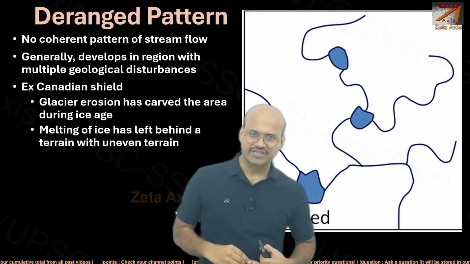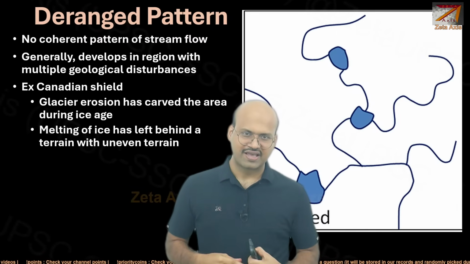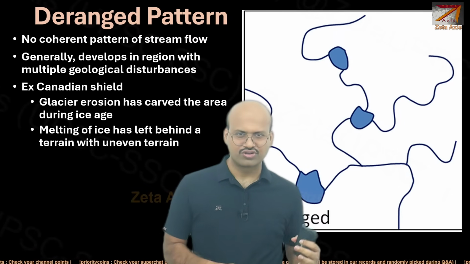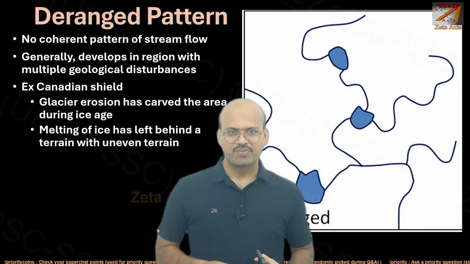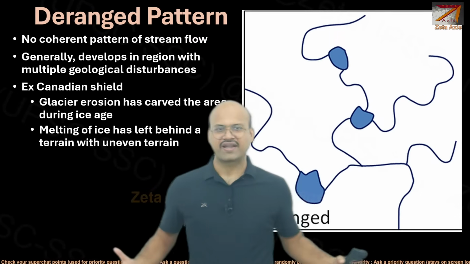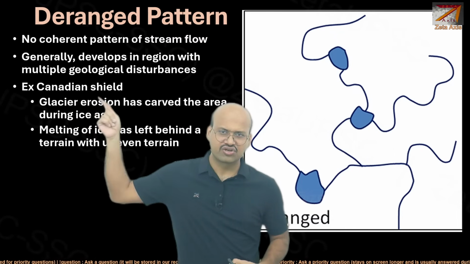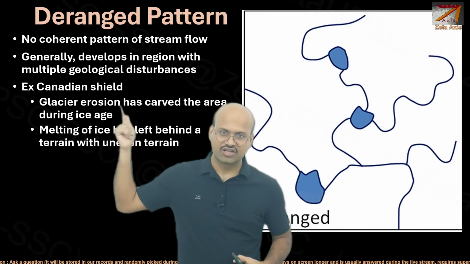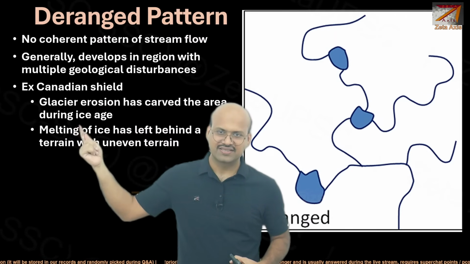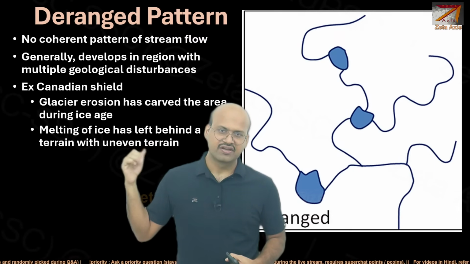Because of this, there are multiple slopes, and rivers could be superimposed or could be antecedent to the slopes. So because of that, there is no general pattern of flow of streams in that region. The Canadian Shield is a very good example of this. There were tectonic activities, and glacial erosion carved the area during the ice age. Melting of ice has left a terrain with an uneven pattern.